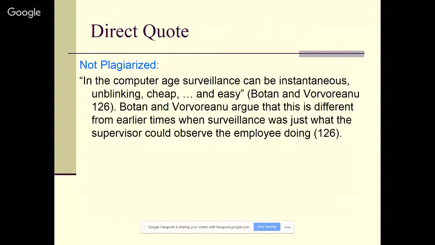So let's fix it. Quote, "In the computer age, surveillance can be instantaneous, unblinking, cheap, and easy" (Botan and Vorvino 126). Botan and Vorvino argue that this is different from earlier times when surveillance was just what the supervisor could observe the employee doing (126). Okay, a couple things I want you to observe about this.